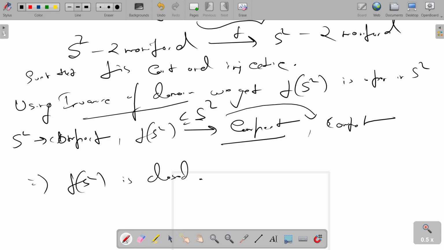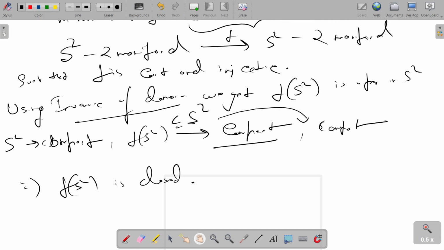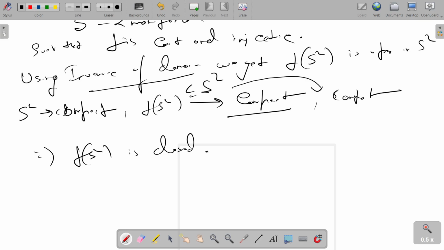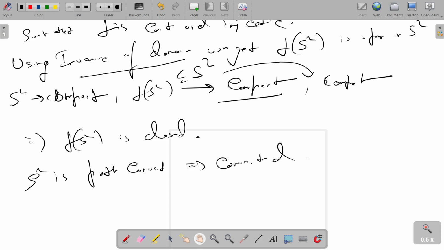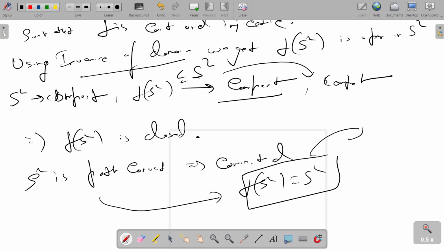But from our previous argument, f(S square) is open. Now we notice that S square is path connected, which implies that it is connected. In a connected space, a set which is both open and closed can only be the whole space. So f(S square) is nothing but S square. So f is surjective, and we got that f is bijective.